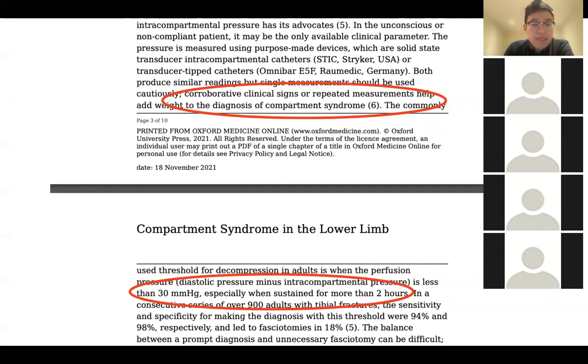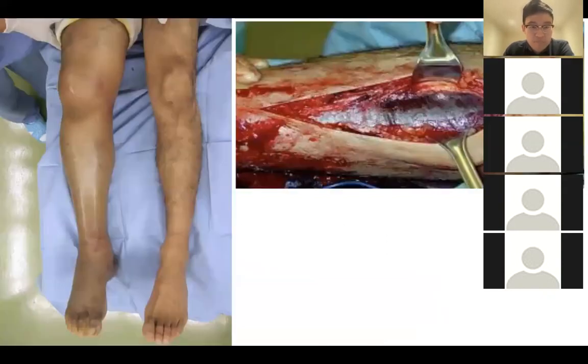And to recap, this is translated from Prof. McQueen's paper into this book. It's less than 30 millimoles sustained over 2 hours. So this clinical photograph is what we've seen during the start of the talk, where there is a clear, shiny looking skin. The compartment looks really tight. And when you put an incision on, you should see this is the shiny, glistening bit of the fascia that you want to decompress.